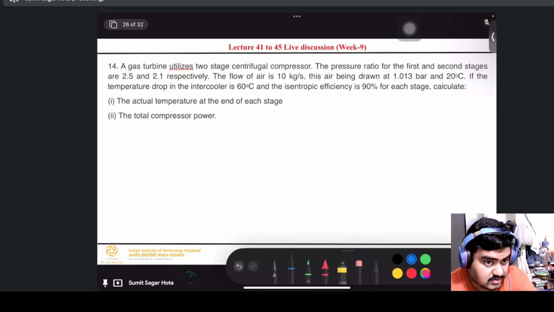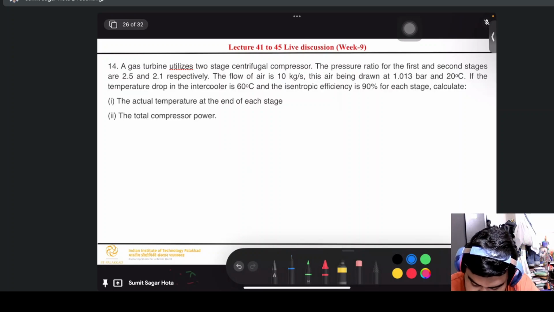Okay, so the question is: a gas turbine utilizes a two-stage centrifugal compressor. The pressure ratios of the first and second stage are 2.5 and 2.1 respectively. The flow of air is 10 kg per second. This air is being drawn at 1.013 bar and 20 degrees Celsius. If the temperature drop in the intercooler is 60 degrees Celsius and the isentropic efficiency is 90% for each stage, then calculate the actual temperature at the end of each stage and the total compressor power.